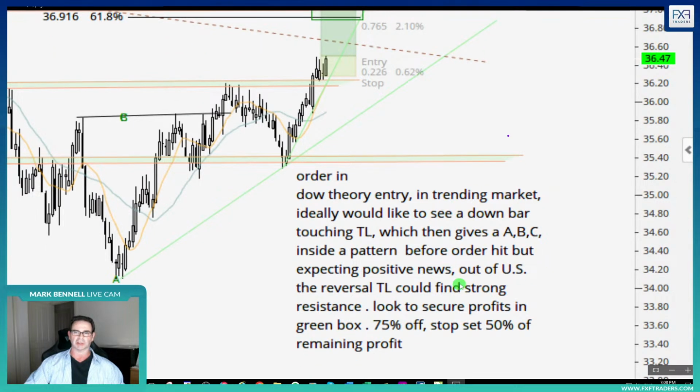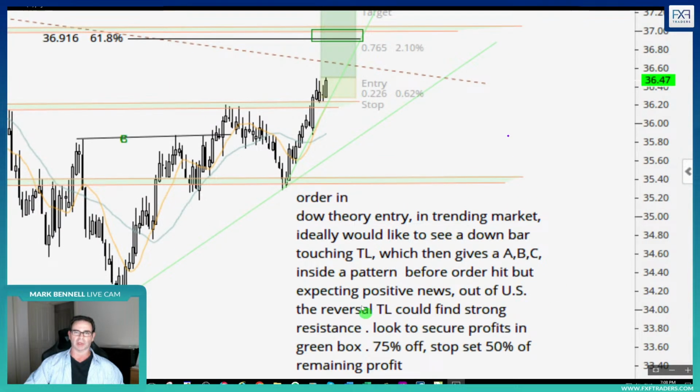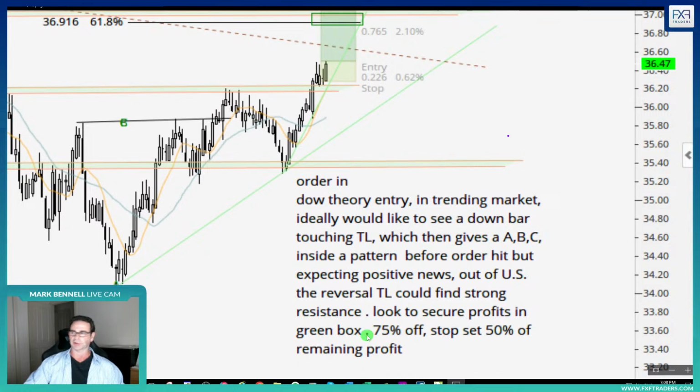For the order hit, but expecting positive news out of the US. Reversal of the trend line could find strong resistance. So I'm guessing this one above here, he'd be watching there, looking to secure profits in the green box.